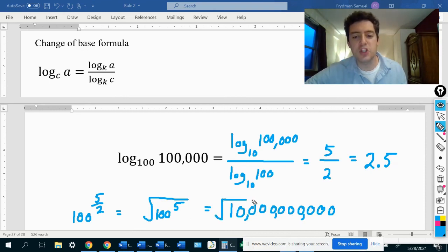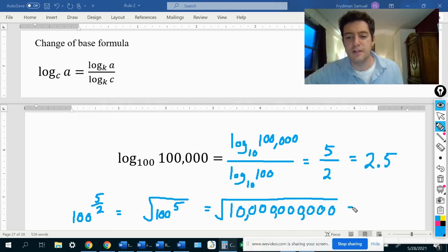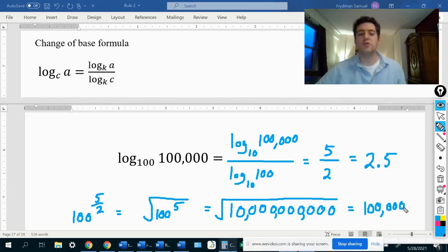And then we would need to take the square root of that. So we're asking ourselves, what number times itself is equal to, what is this, 10 billion? That would be a 1 with 5 zeros after it. If we multiplied it with itself, then we would get 10 zeros. So the square root of this would be one with 5 zeros after it. That would be 100,000, which is exactly what it says over here. Okay, so 100 raised to the power of 5/2 is 100,000. So it works. All right, and that is the change of base formula.